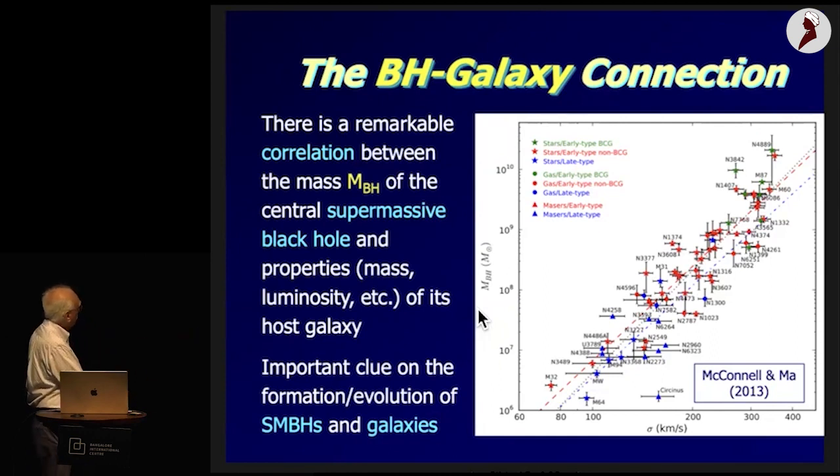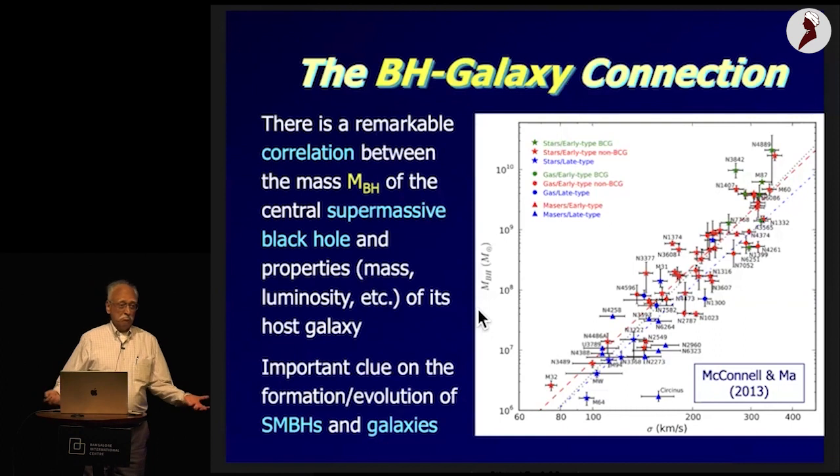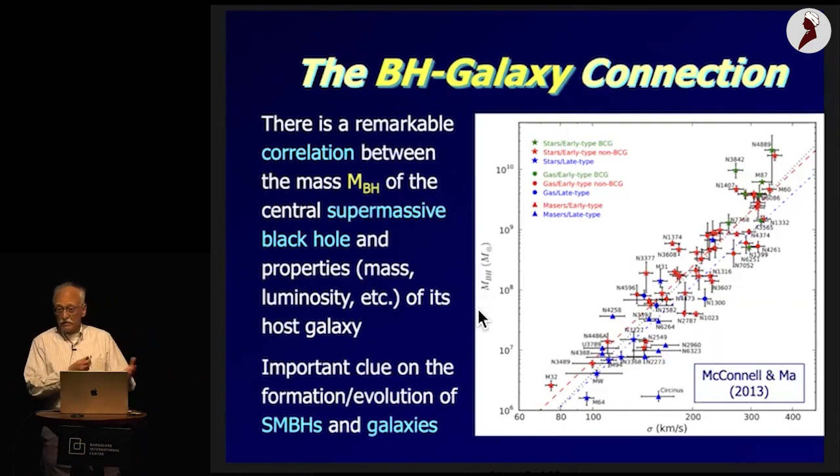But the point is, when you plot in a 2D diagram, black hole mass versus galaxy property, there is a correlation. When this galaxy property is large, the black hole mass is large. When the galaxy property is small, black hole mass is small. So, yeah, okay, that's interesting. They know about each other. The question is, how can it do this?